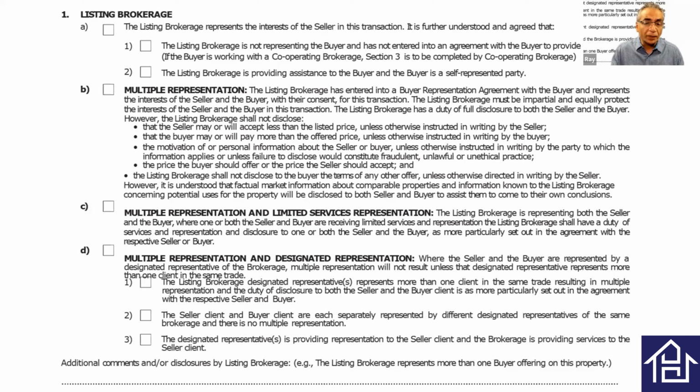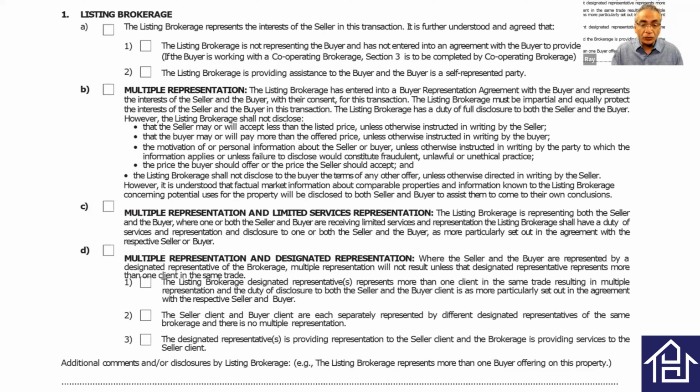So traditionally, what we did is we filled out 1A, which says the listing brokerage represents the interest of the seller in this transaction. And then underneath that, there were 2 options. One was the listing brokerage is not representing the buyer, which most of the time, when you had a listing brokerage and cooperating brokerage, was the case. But now the second one says the listing brokerage is providing assistance to a buyer and the buyer is a self-represented party.